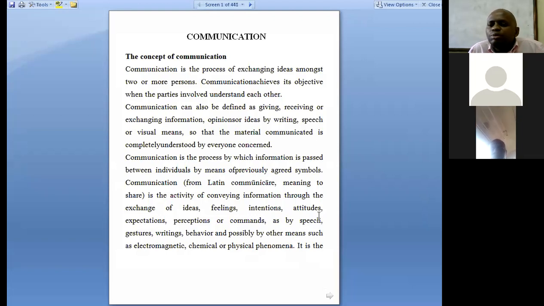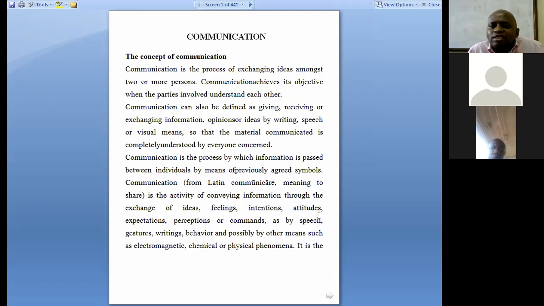And for communication to be effective, there have to be two people or more than two people. Communication achieves its objective when the parties involved understand each other. So those parties must be able to understand each other for that communication to be effective. And one of the things that is very critical is that we must use a language that both parties are able to understand.